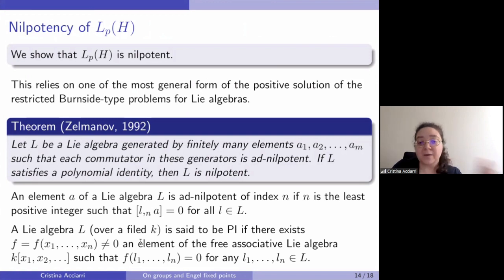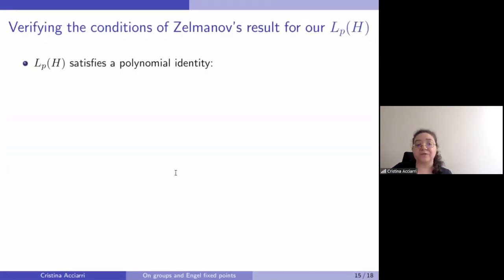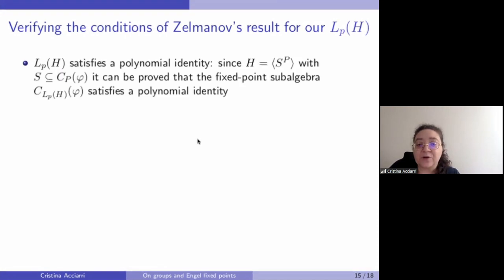This means to be PI. When you combine these two hypotheses, you get nilpotency for L. So in our case, we want to prove that L_p(H) is nilpotent, so we just need to verify these two conditions and then apply Zelmanov's result. The first one is satisfying, or being PI, so satisfying a polynomial identity.